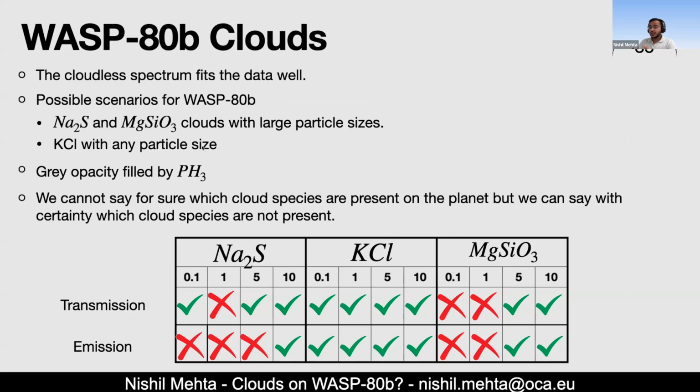And finally, I'd like to say that we cannot say with certainty which cloud species are present on the planet, but we can say with certainty which cloud species are not present on the planet. And to do this, we would require both transmission and emission spectrum.